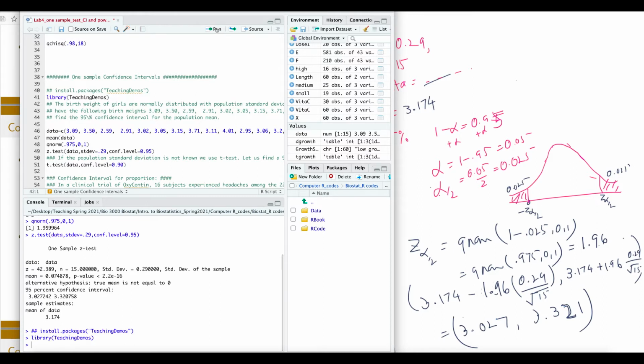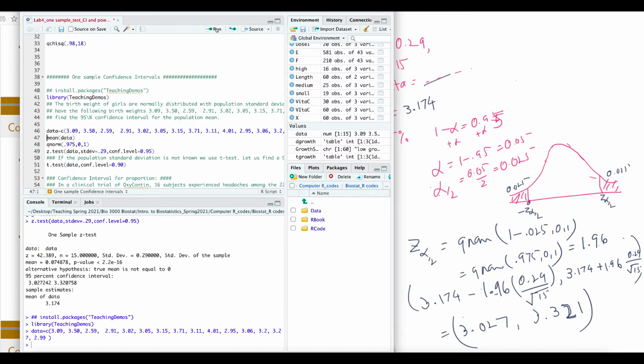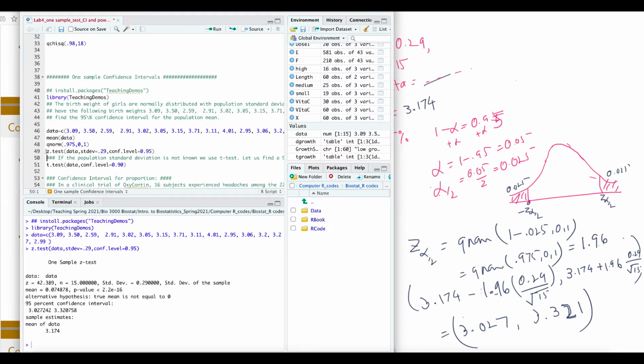Let me run that, and then go to the data. Okay, I found the mean. I don't need the mean because I found the mean to do by hand, but what you need is you do z.test. This is the same test that you use for the hypothesis testing, okay? But since I'm trying to find out only the confidence interval, I'm just running that z test that way, and then you get the confidence interval here, and you get the mean. The sample mean of the sample data is 3.174, and you get the 95% confidence interval is that.